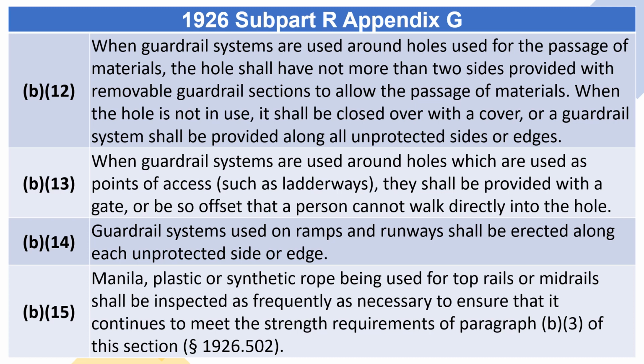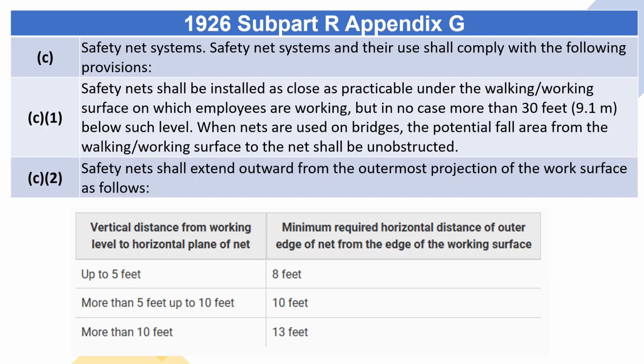B.15. Manila, plastic or synthetic rope being used for top rails or mid-rails shall be inspected as frequently as necessary to ensure that it continues to meet the strength requirements of paragraph B.3 of this section, section 1926.502. C. Safety net systems.